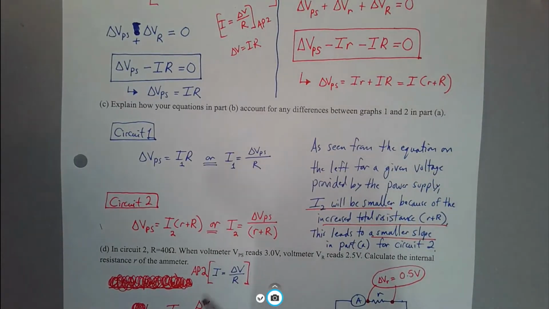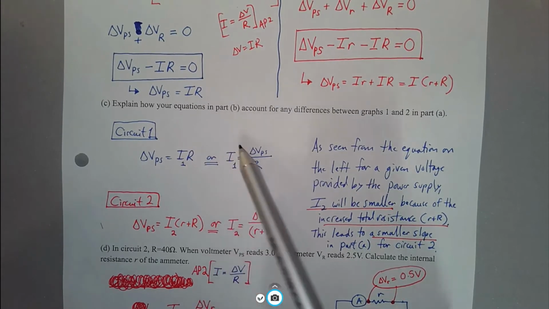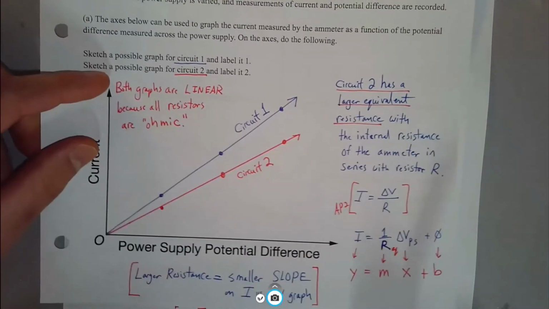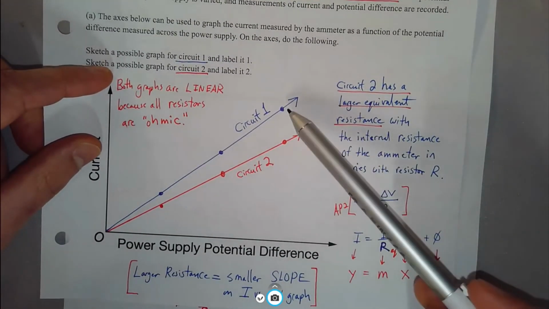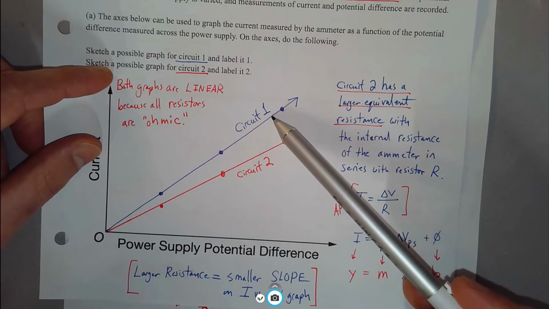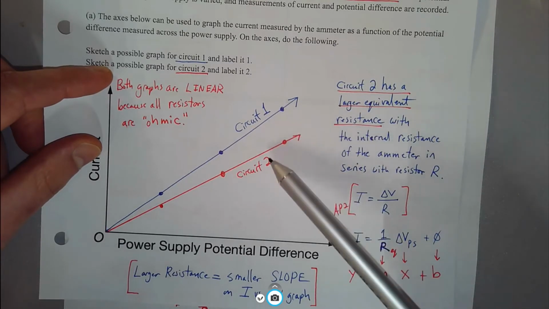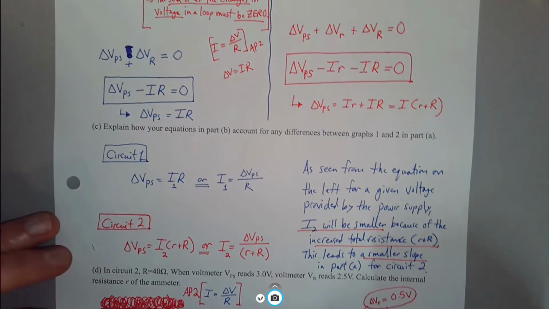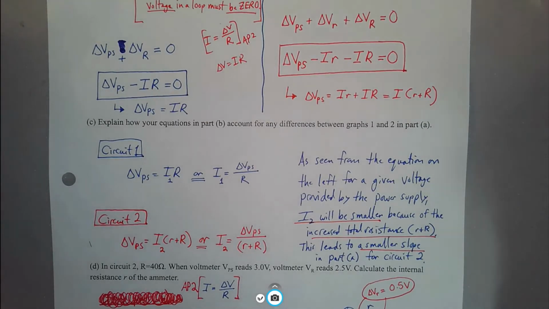Part C says, explain how your equations in Part B account for any differences between graph 1 and graph 2. Well, remember, here are our graphs for graph 1 and graph 2. We said that the graph for circuit number 1 had a steeper slope than the graph for circuit 2. So how do these equations that we just derived and developed explain or show those differences?